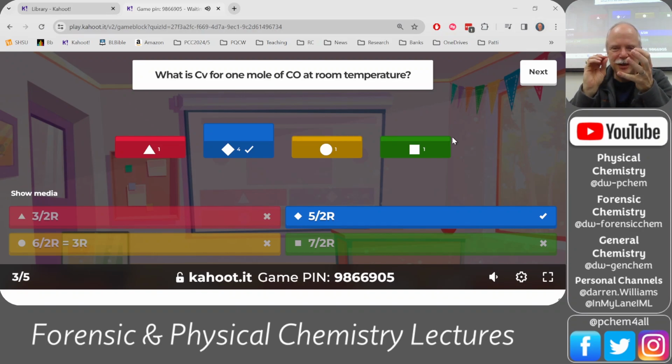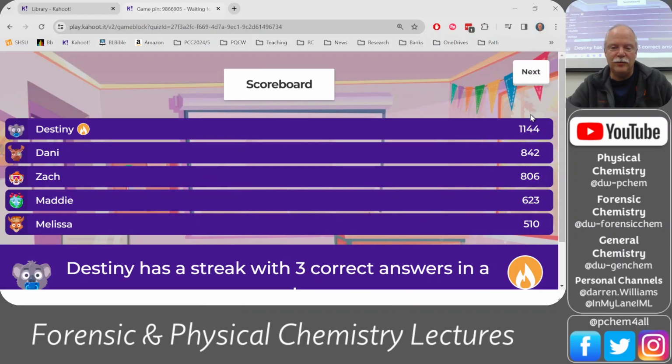Okay, good job. So yeah, 3/2 for the translation, and then another 2/2 for the rotation. So that ends up to be 5/2. So that's 1 mole of CO, room temperature. We're not counting the 1 vibration. That would make it 7/2 R if we calculated the vibration, but it's not active at room temperature.